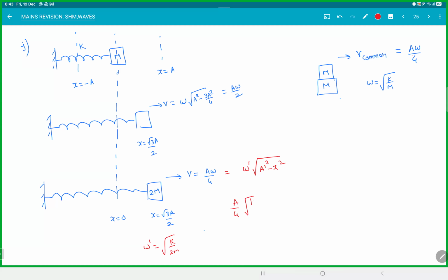So this will be A by 4 times root over k by m, equal to root over k by 2m times root over A dash squared minus x squared, which is what we are trying to find. x squared will be 3A squared by 4. k by m, the 4 goes off. This will be A by 2 root 2, squared. A dash squared minus 3A squared by 4. So A dash squared will be 3A squared by 4 plus A squared by 8 multiplied by 2, that will be 6 plus 1, 7A squared by 8. Is that clear, everyone?